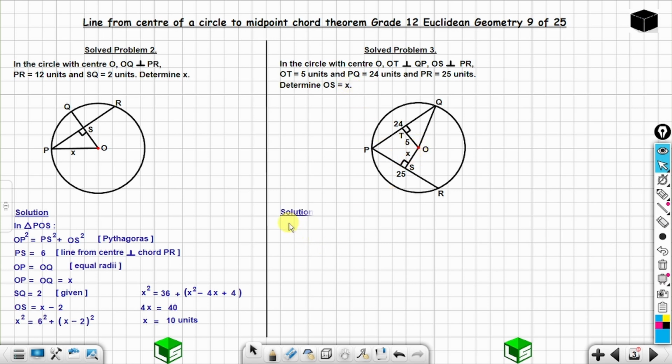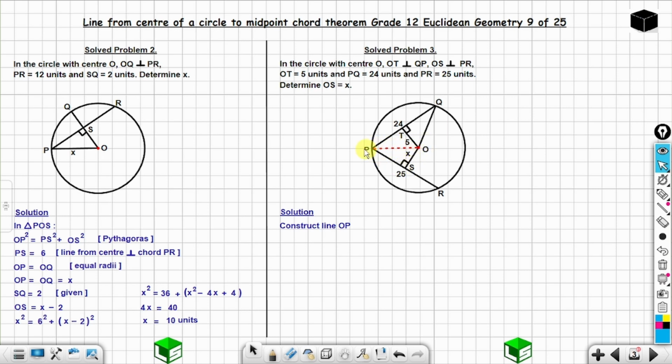Now, solution. Can you see if you have a right triangle? If you have a right triangle, you can find X easily. So, you need to construct OP. Construct line OP. Now, you have a right triangle. You can use Pythagoras to solve for X.